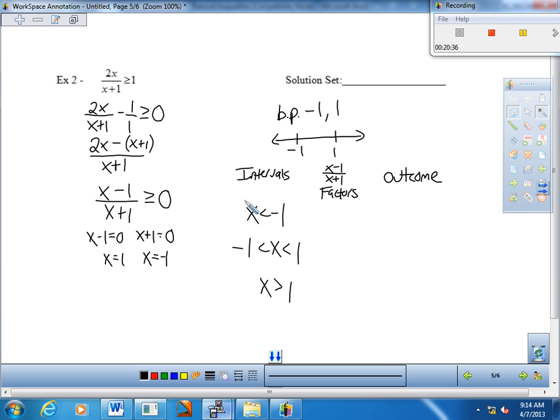Less than -1. I'm going to pick -2. -2 minus 1, negative numerator. -2 plus 1, negative denominator. And outcome, of course, is positive. And yeah, I actually do want that one.